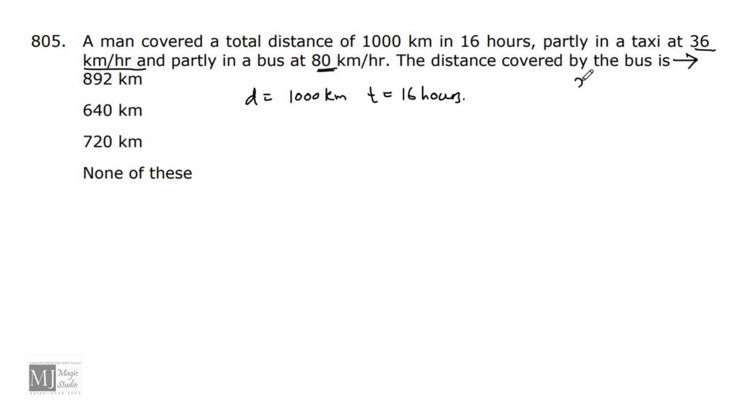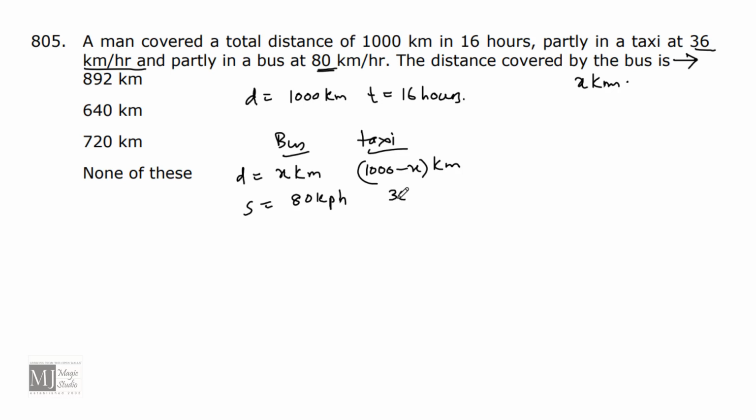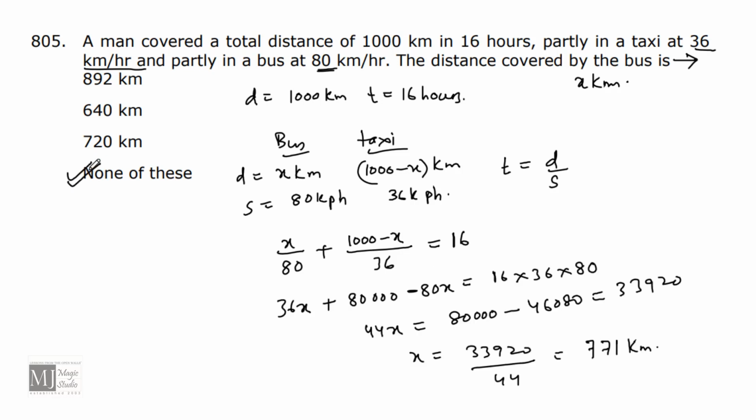Let the distance covered by the bus be x kilometers. So we have bus and we have taxi. Distance covered by the bus is x kilometers and by the taxi it is 1000 minus x kilometers. Speed on the bus is 80 kph. Speed on the taxi is 36 kph. What is the formula to calculate time? Time is distance by speed. So x by 80 plus (1000 minus x) by 36 should be equal to 16 hours, isn't it? Now if we solve this, we can find the value of x. So my answer would be none of these.